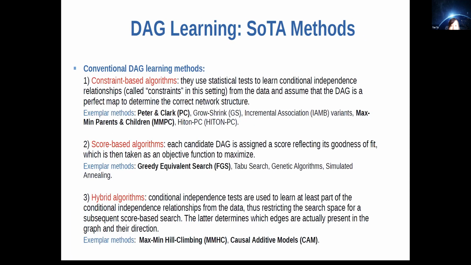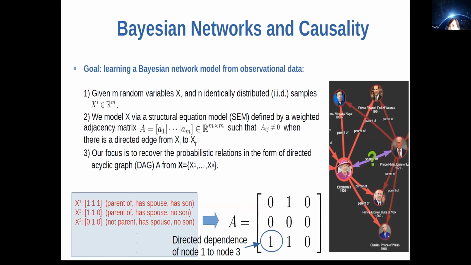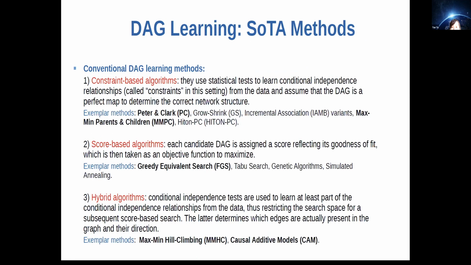So yeah, basically that is the classical or mathematical definition for the Bayesian network and the DAG structure learning from there. Maybe before we jump into the method that we have developed, let's see what the conventional DAG learning methods are. Conventionally, there are mainly three groups of DAG learning methods.